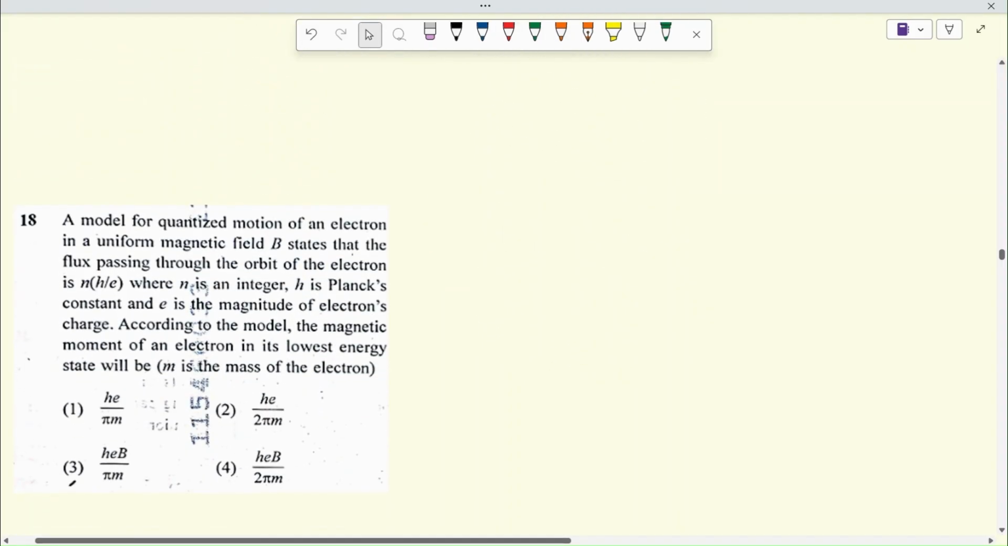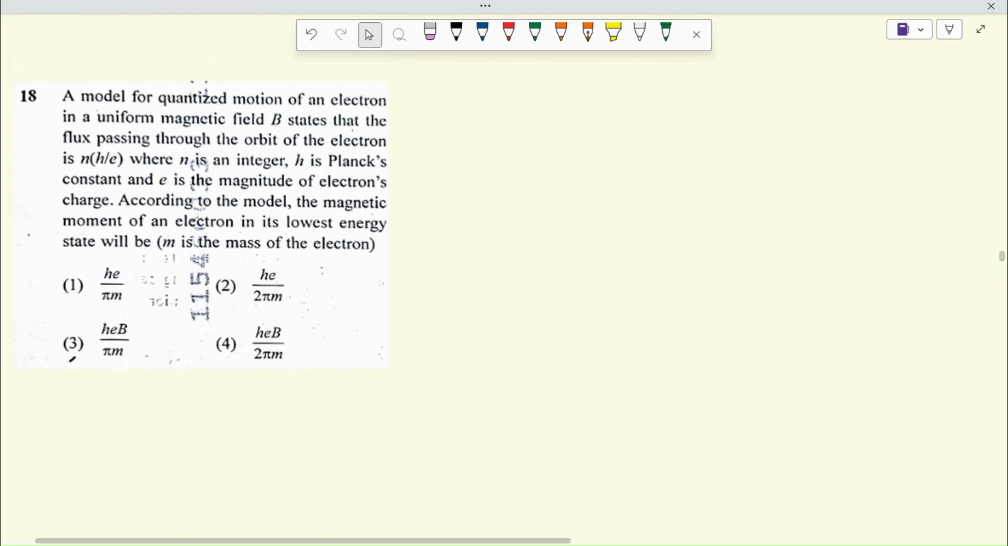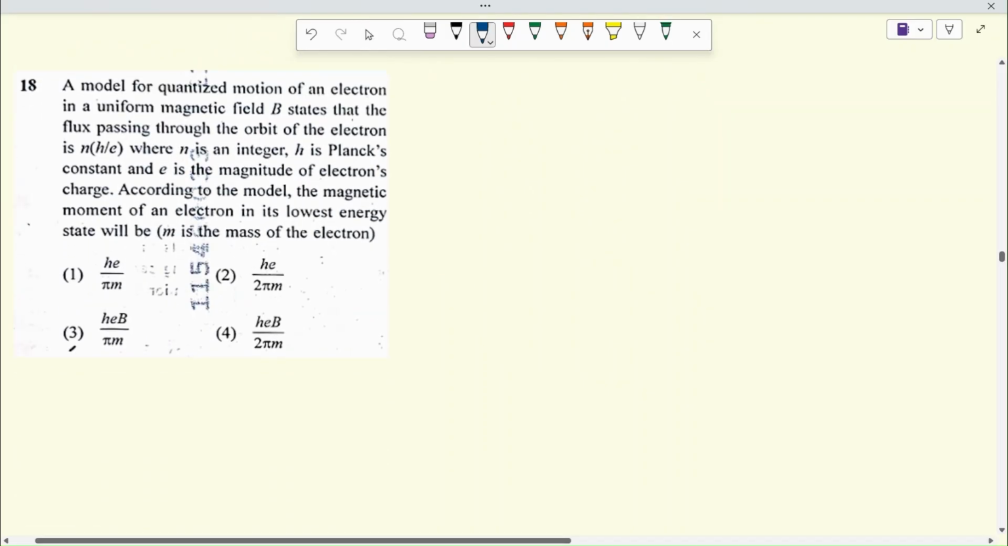Next one, 18th one. Here it is given. A model for quantized motion of electron in a uniform magnetic field states that flux passing through the orbit is n into h by e. What is flux equation? Flux equal to B into area. This is given as nh by e. Now what is asked according to model? Magnetic moment of an electron in its lowest energy state.